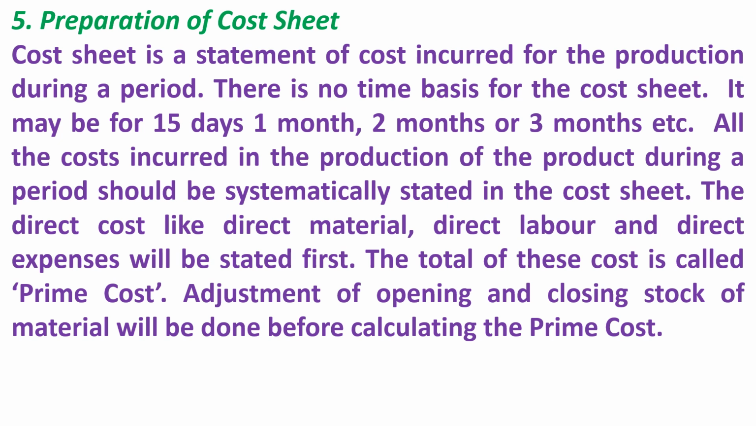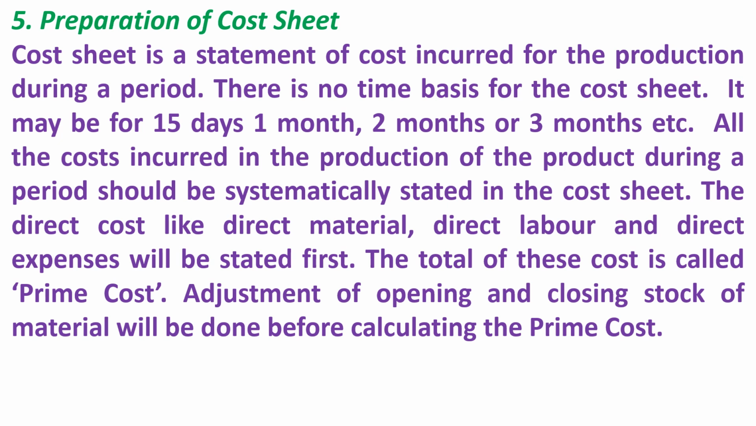5. Preparation of cost sheet. Cost sheet is a statement of cost incurred for the production during a period. There is no time basis for the cost sheet. It may be for 15 days, 1 month, 2 months, or 3 months, etc. All the costs incurred in the production of the product during a period should be systematically stated in the cost sheet. The direct costs, like direct material, direct labor, and direct expenses, will be stated first. The total of these costs is called prime cost.